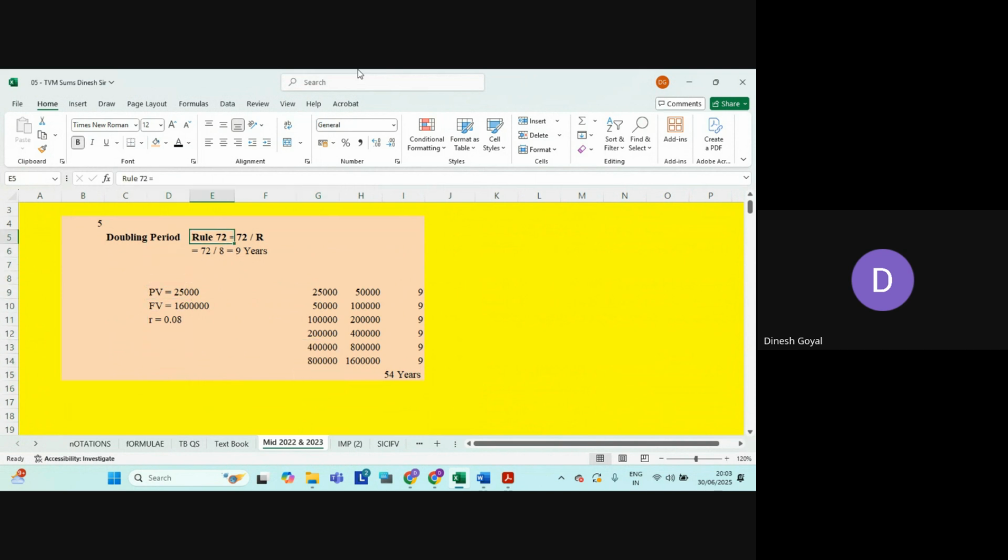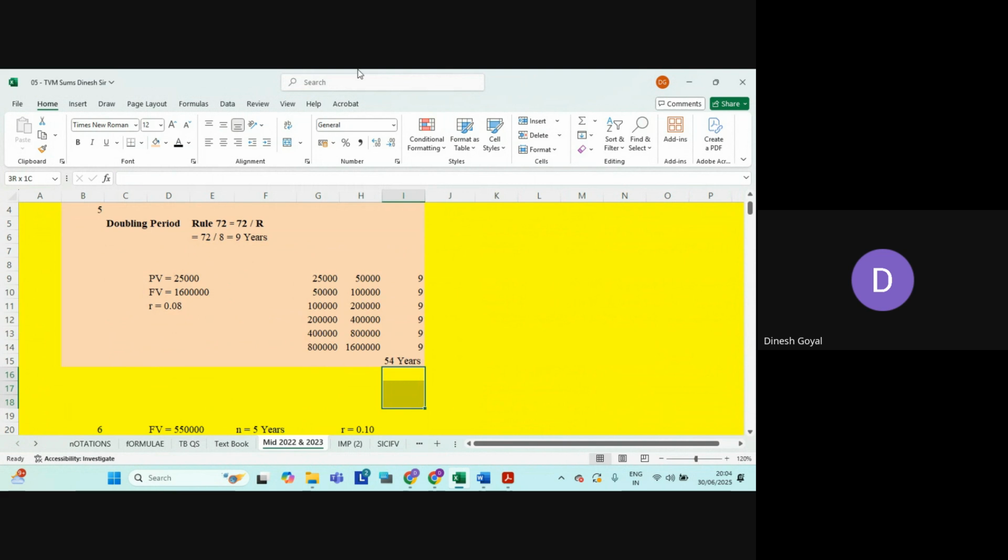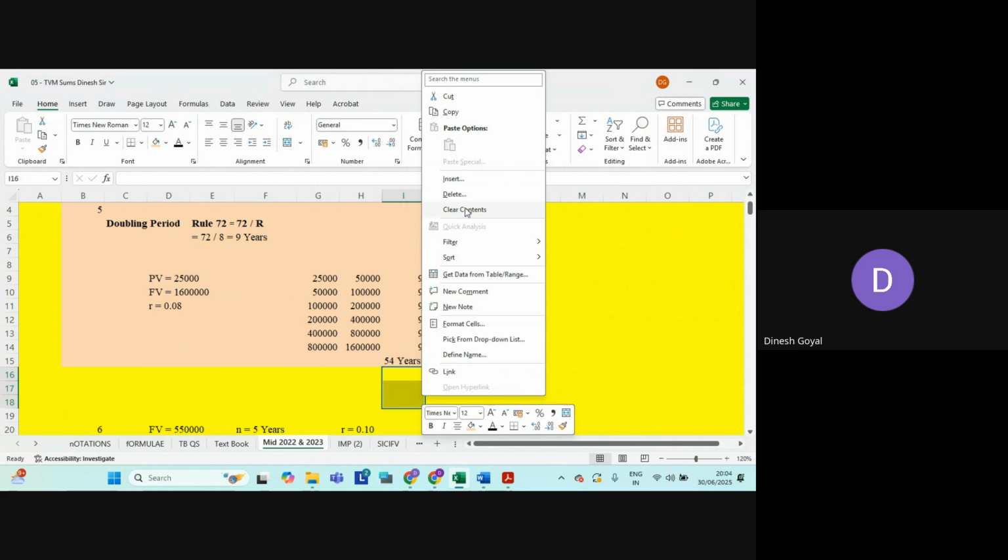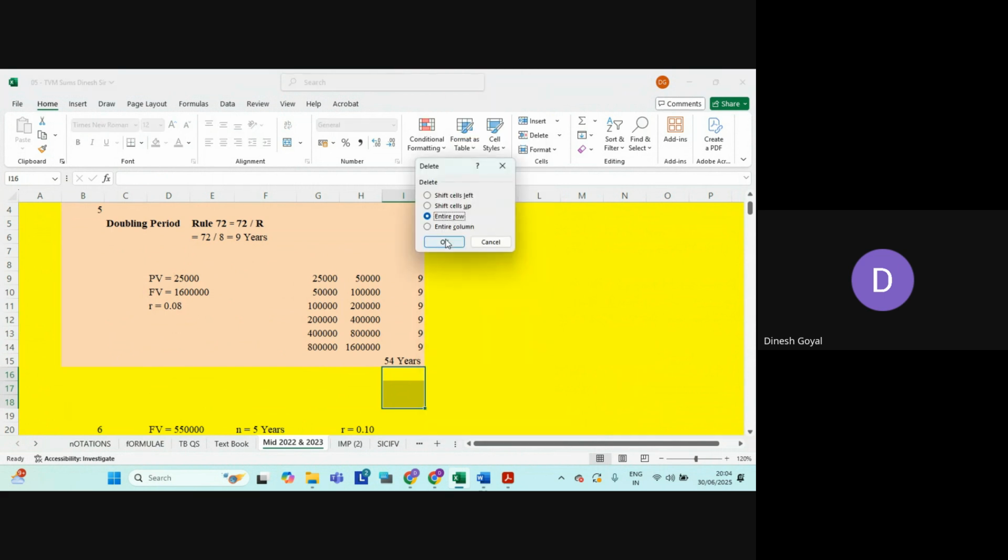As per Rule 72, the doubling period is 9 years, and then every 9 years your 25,000 will become 50,000 in 9 years. Then 50,000 will become 1 lakh. You can do it any way, the presentation that I have shown today also. Now the next question is also very easy.